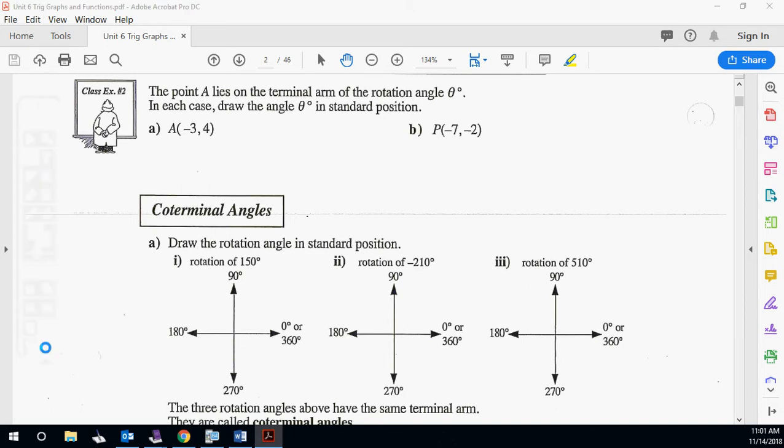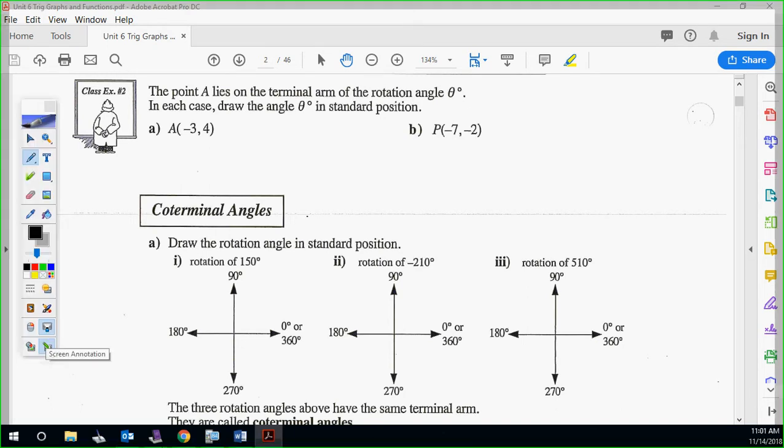The point A lies on the terminal arm of the rotation angle theta. In each case, draw the angle theta in standard position. So what they're saying is we are going to plot this point on our grid. Negative 3, 4 is over here. Let me do a different color here. This is your angle theta that's formed from that original position. That's why they say standard position.